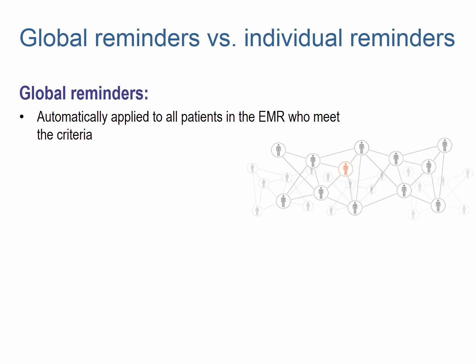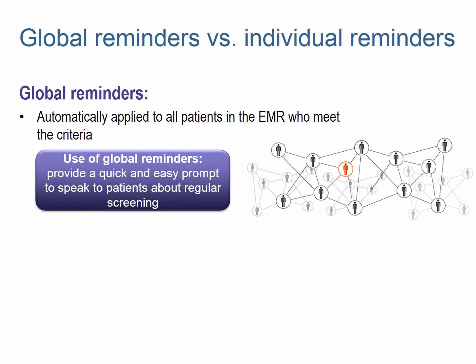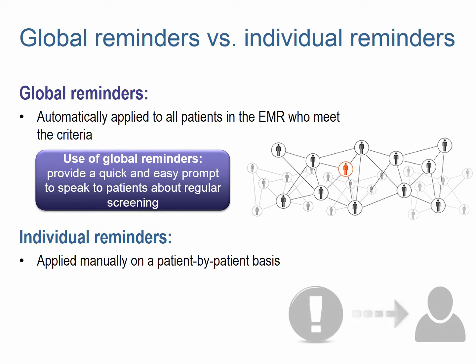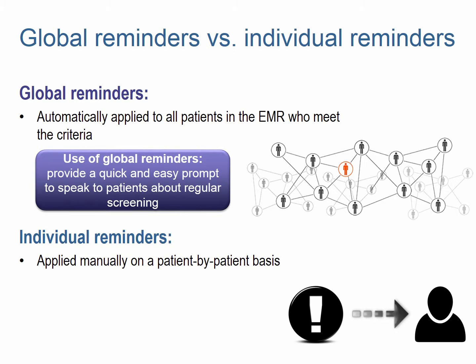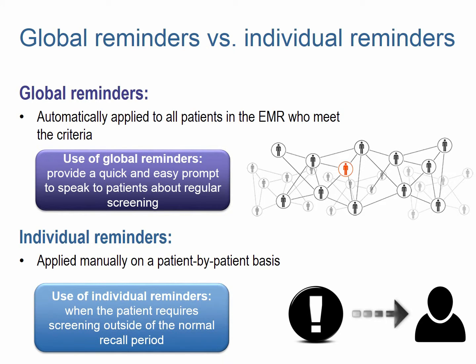Global reminders are set up in the system using specific criteria. Once set, the global reminder is automatically applied to all patients who meet the criteria. You will use global reminders to provide a quick and easy prompt to talk to patients about routine screening. Individual reminders are a bit different, as they are applied on a patient-by-patient basis. You will use individual reminders when a patient needs screening outside of the normal recall period. For example, when a patient needs a mammogram every year rather than every 2 years.